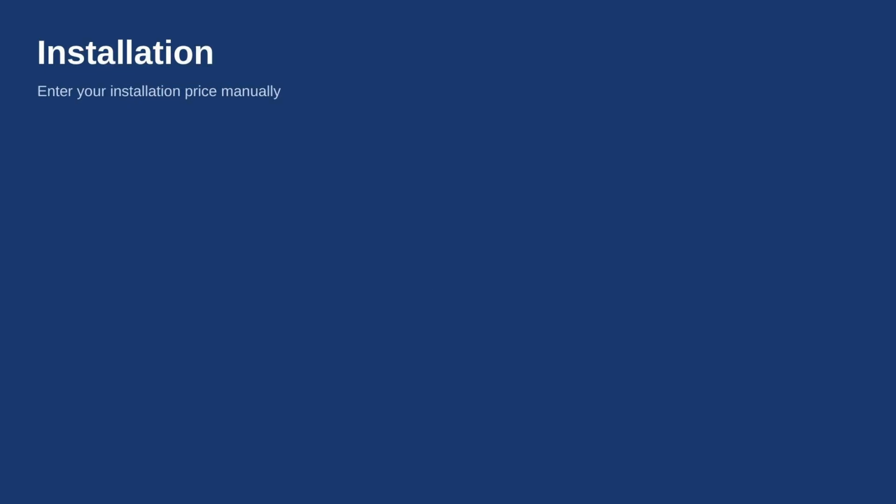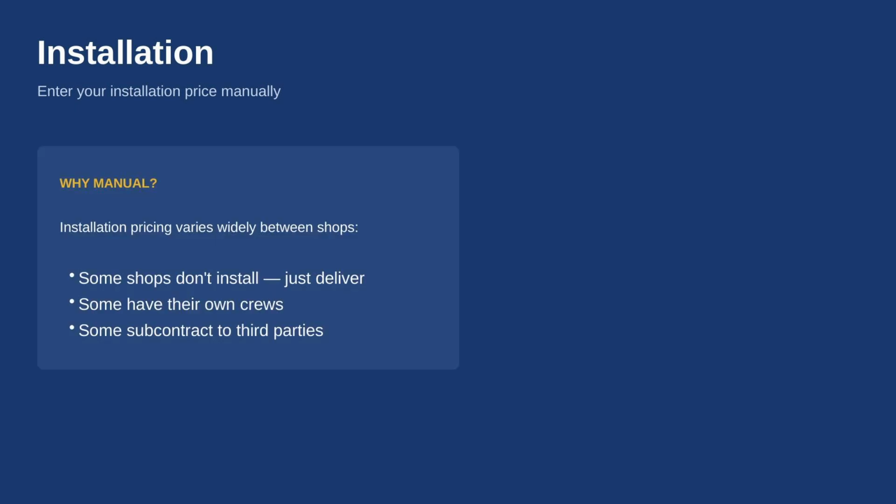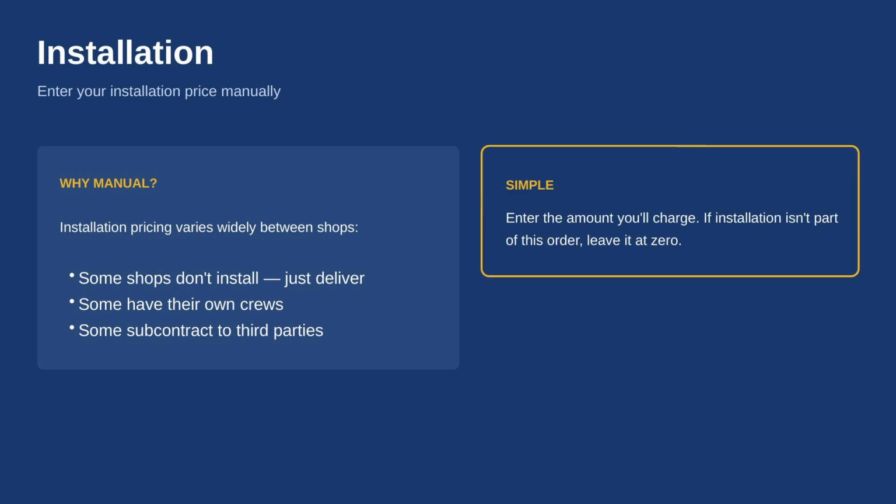The installation tab is straightforward. You enter the installation price for this order manually. In the future, we may add a custom installation calculator, but for now, you just add in your price manually. Some shops don't do installation at all, they just deliver the cabinets. Others have their own installation crews, and some subcontract installation to third parties. Because installation pricing varies so much from shop to shop, Quickbid lets you simply enter the amount you'll charge. If installation isn't part of this order, you just leave it at 0.